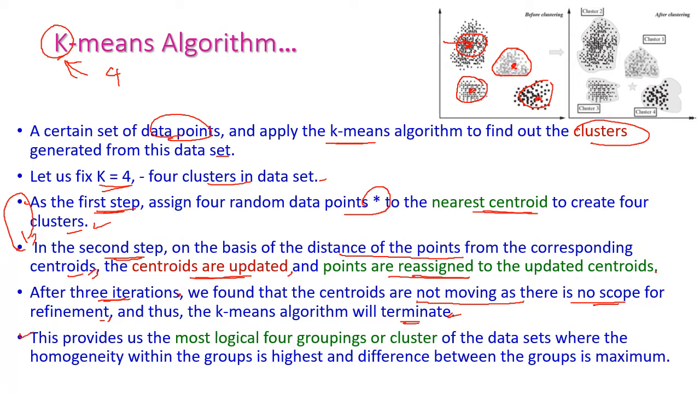This provides the most logical 4 groups or 4 clusters of the data set, where the homogeneity within the group is highest and the difference between the groups is maximum. Homogeneity is highest and difference between the groups is maximum, right?